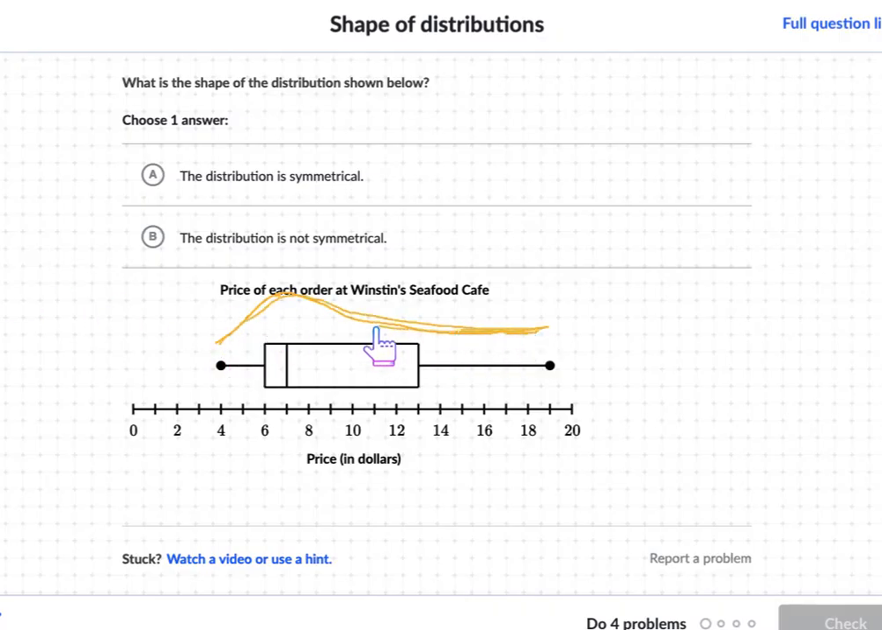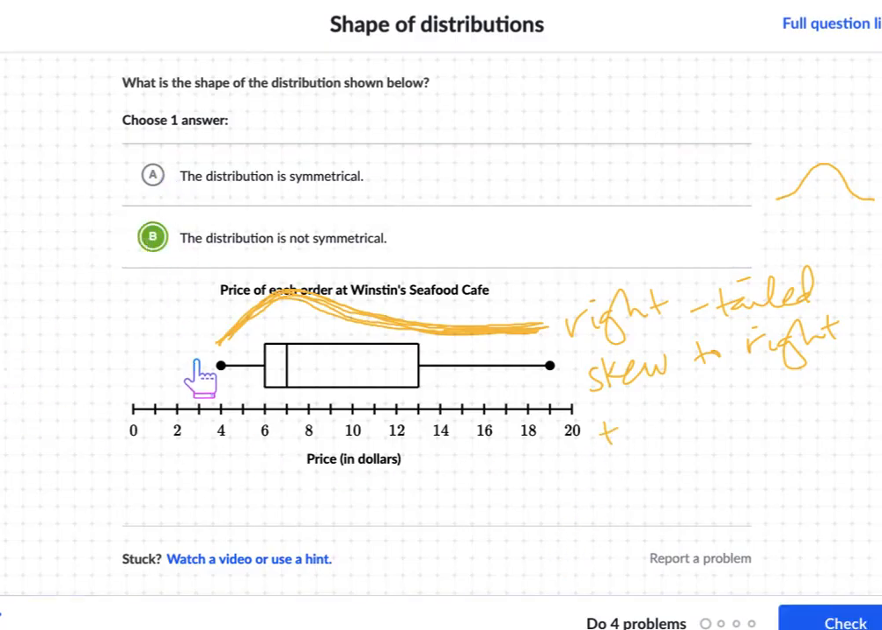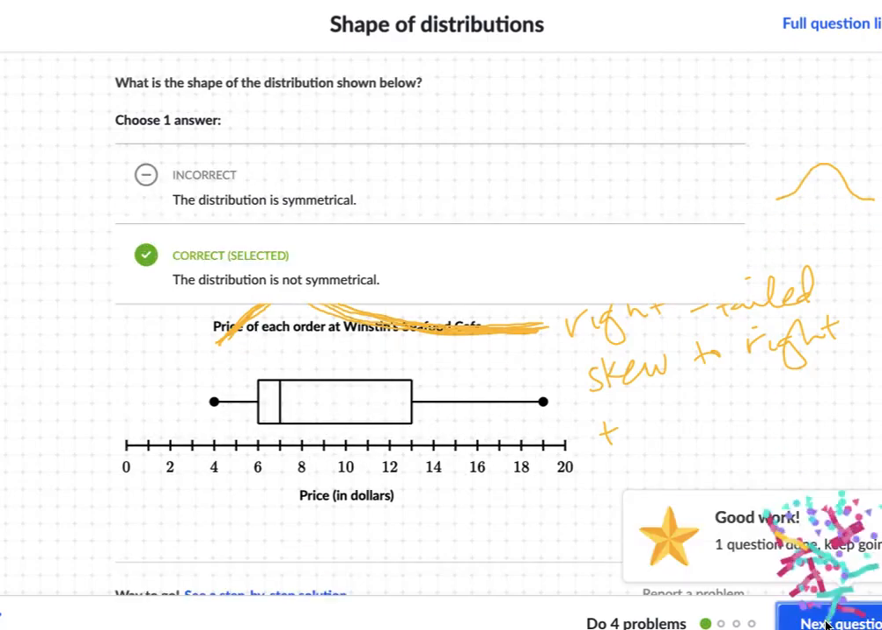Remember, symmetrical means that it's like a bell shape. So it's the normal distribution. Symmetrical should look like this, same on both sides. This is not the same on both sides. There's a long tail on the right-hand side. So this is right-tailed, and it's also skewed to the right. We also call this positively skewed. So this distribution is not symmetrical because all the tails are going to the right here. All your data is on the left. It's not distributed evenly on both sides.